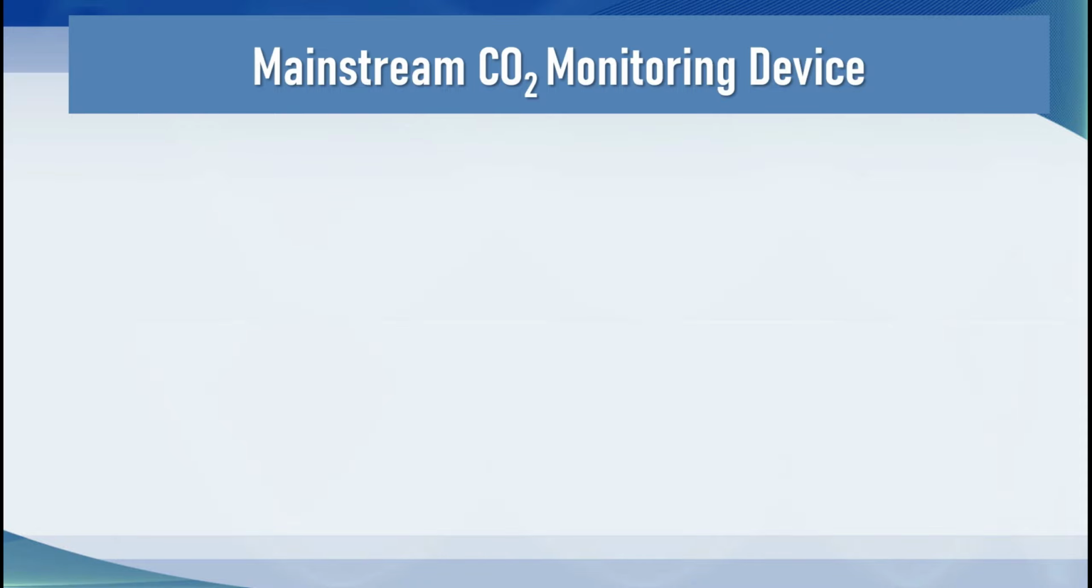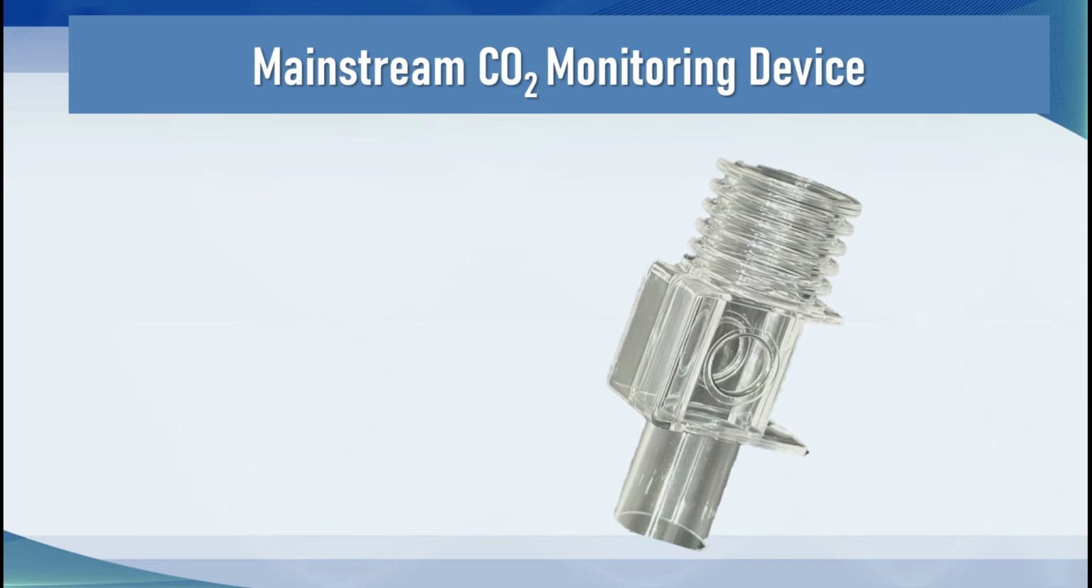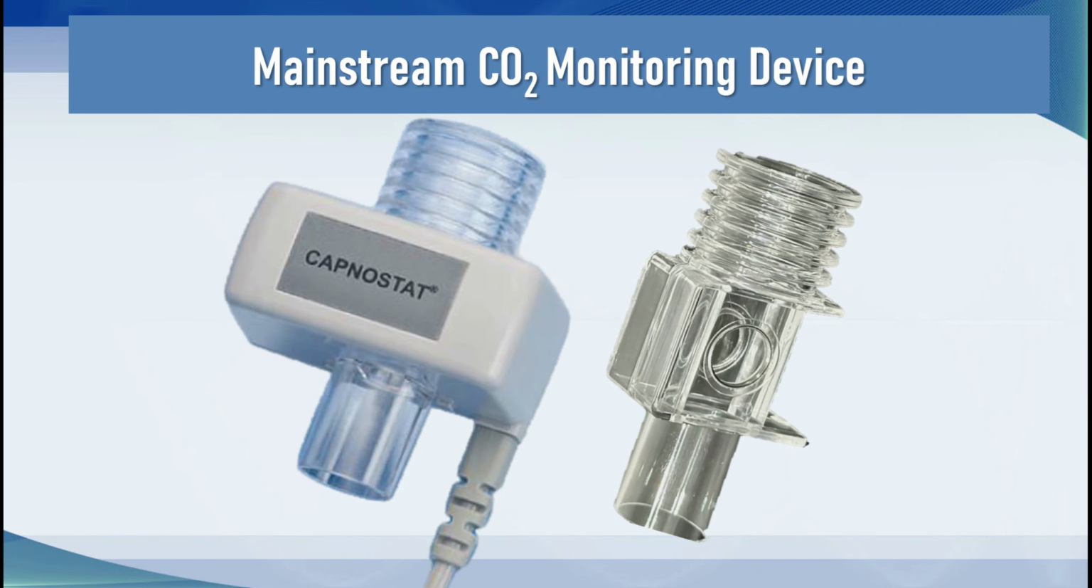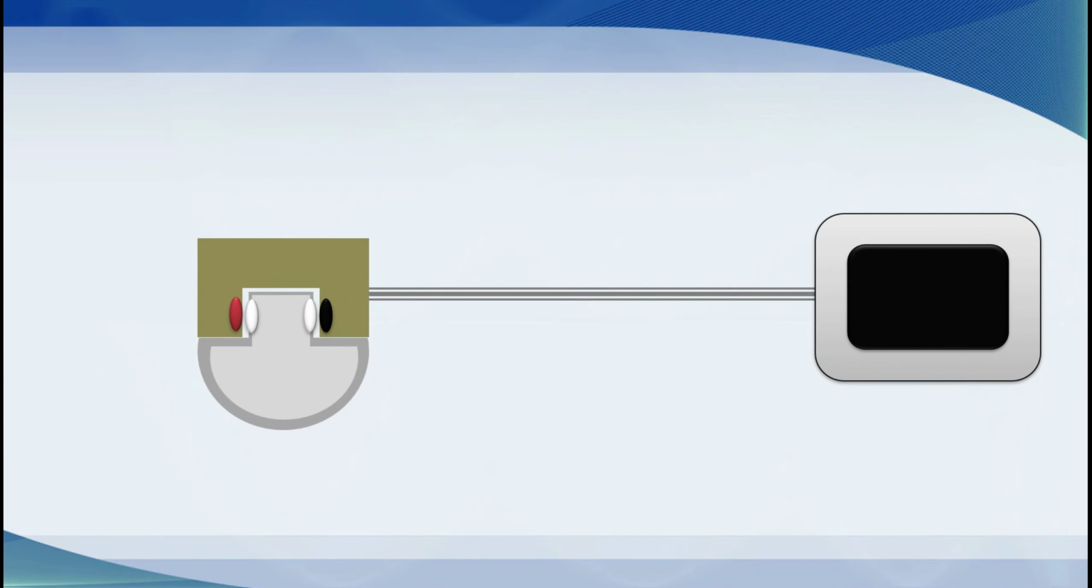This is an example of a mainstream monitoring system. First, there is a transparent glass or plastic adapter that is inserted into the circuit between the endotracheal tube and the heat and moisture exchanger, and onto this is clipped the monitoring device. And this is how it works.